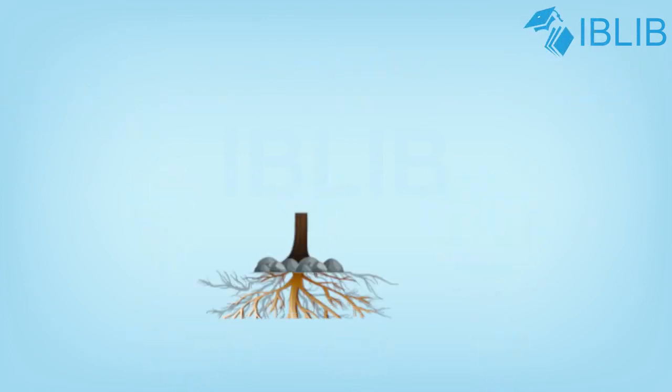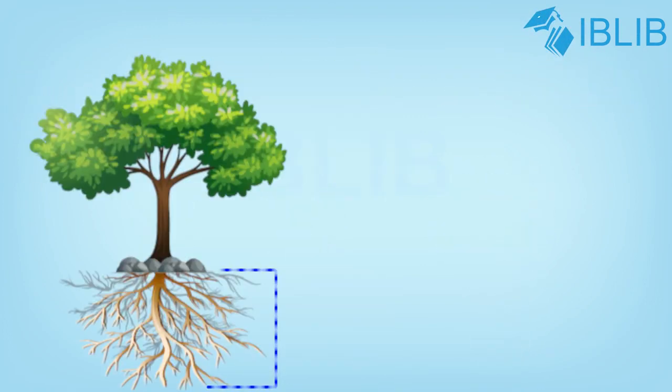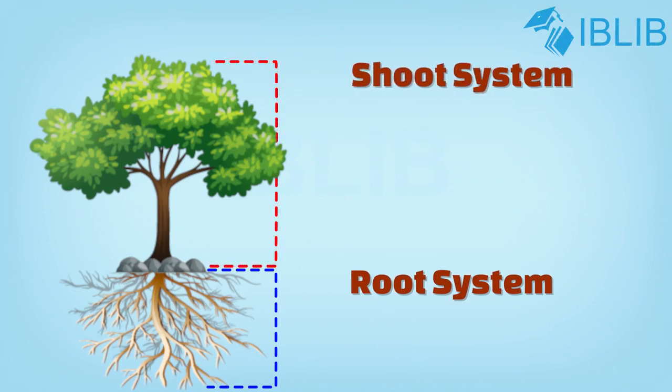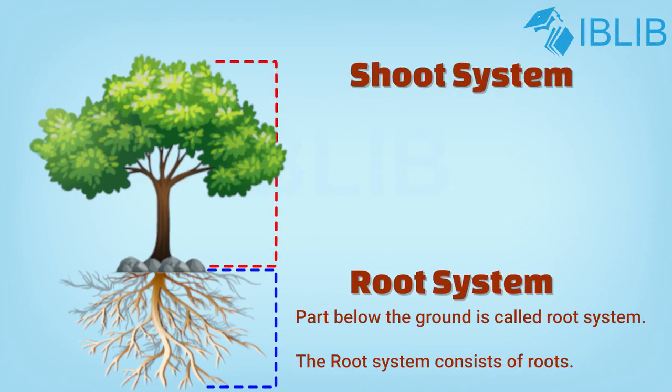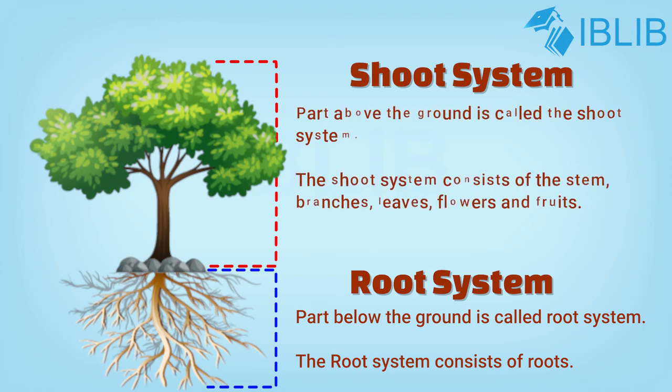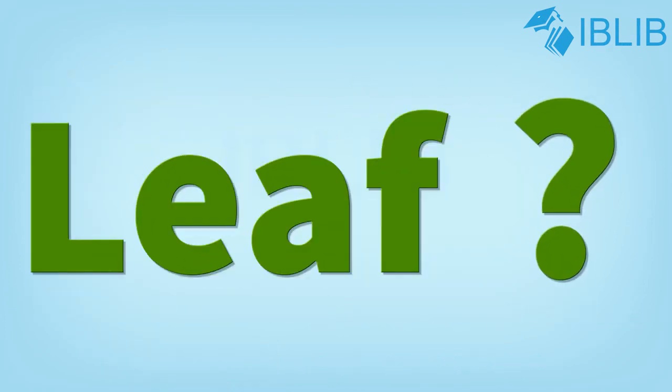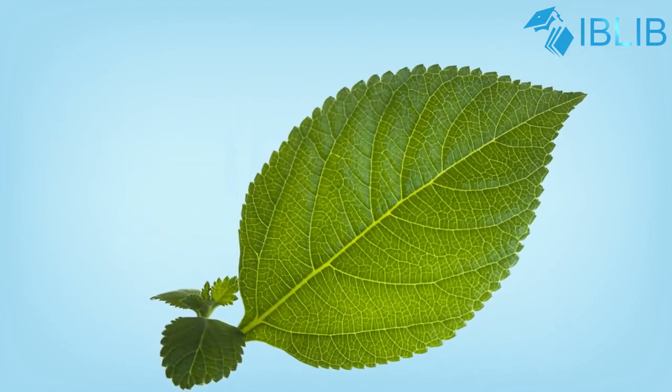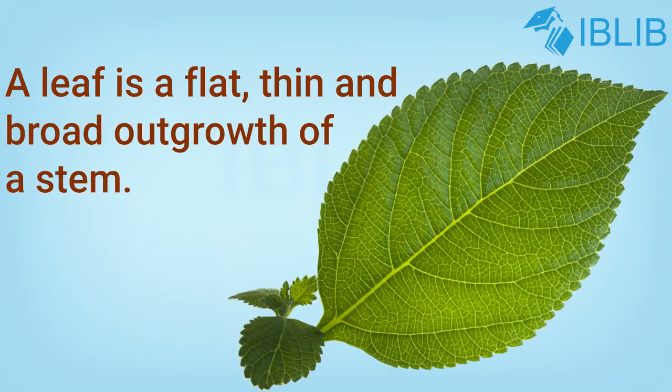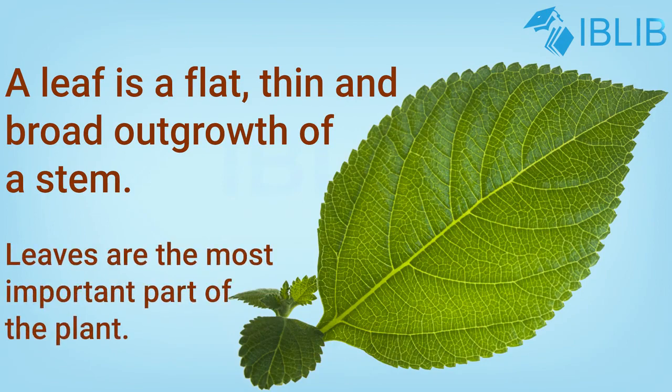Basically, plants are divided into two parts, root system and shoot system. Root system mainly consists of roots and shoot system consists of all other parts like stem, leaves, flowers and fruits. So today we are going to study in detail about leaf. First of all, what is leaf? A leaf is a flat, thin and broad outgrowth of a stem, and it won't be incorrect if I say that the leaves are the most important part of the plant.